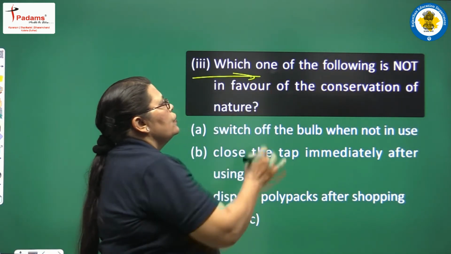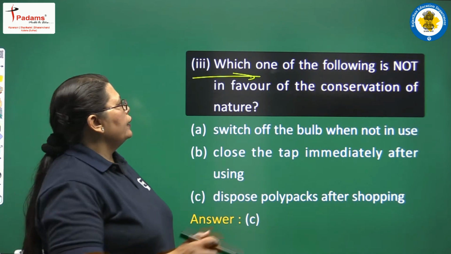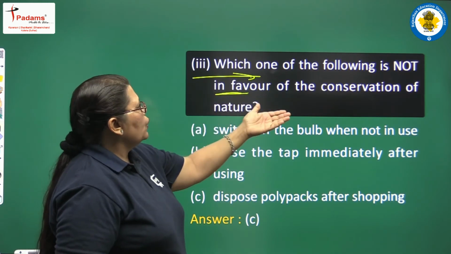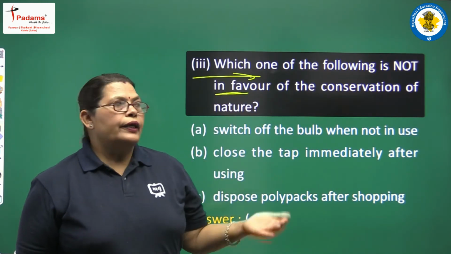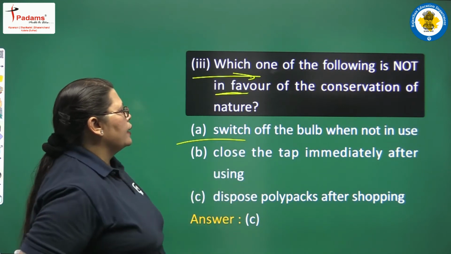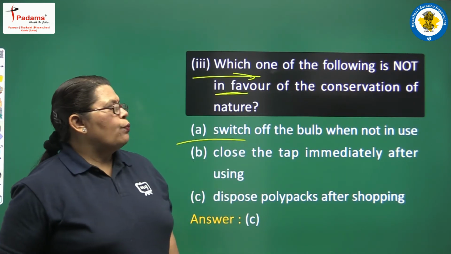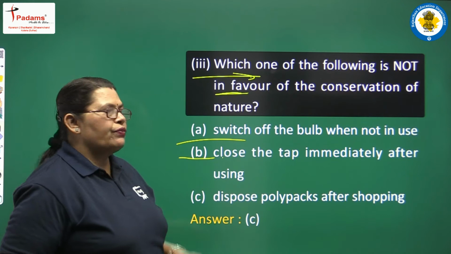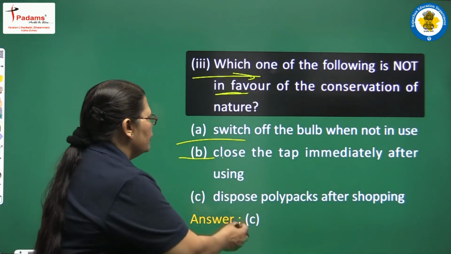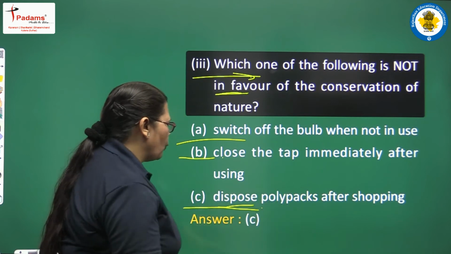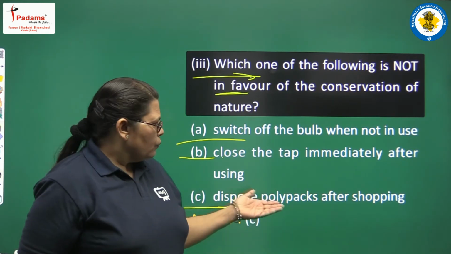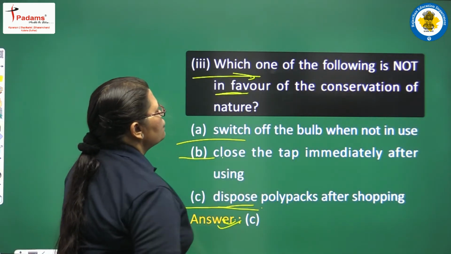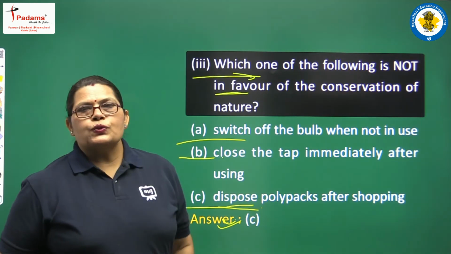Next question includes, which one is not in favor of conservation of nature? What is the thing that does not follow conservation of nature at all, does not favor it? First one is switch off the bulb when not in use. Next one is close the tap immediately after using. This one is important. Next is dispose poly bags after shopping. This one is correct. Dispose poly bags after shopping. Yes, this one is correct. So, this one is the main right answer here.